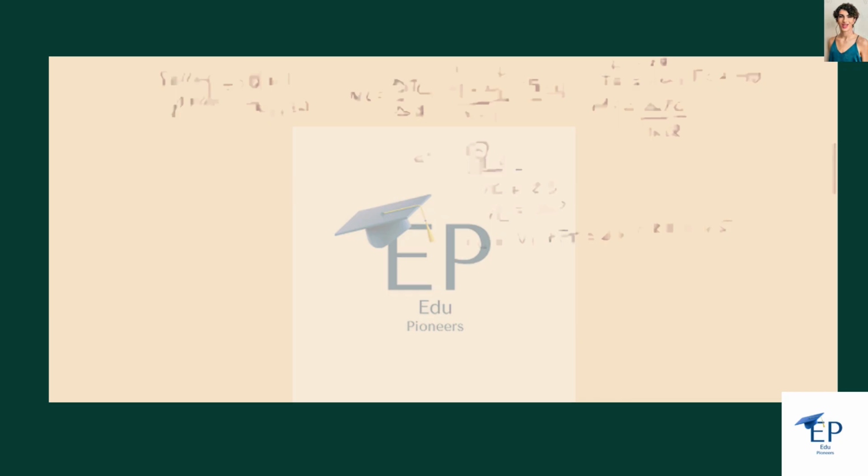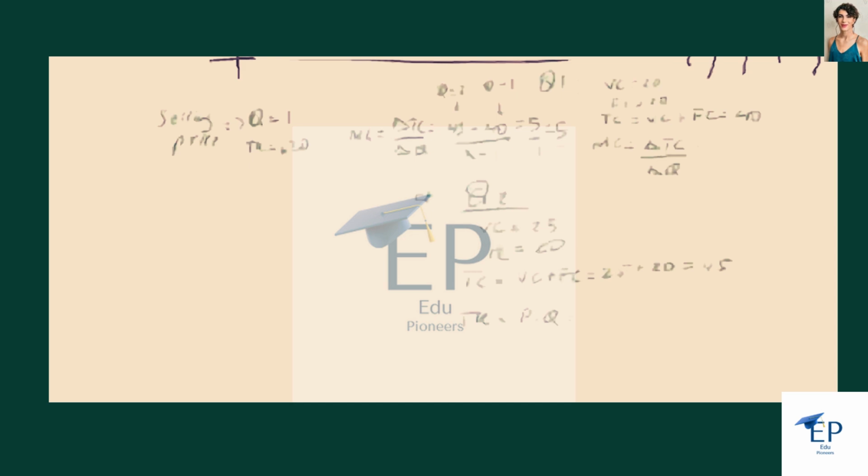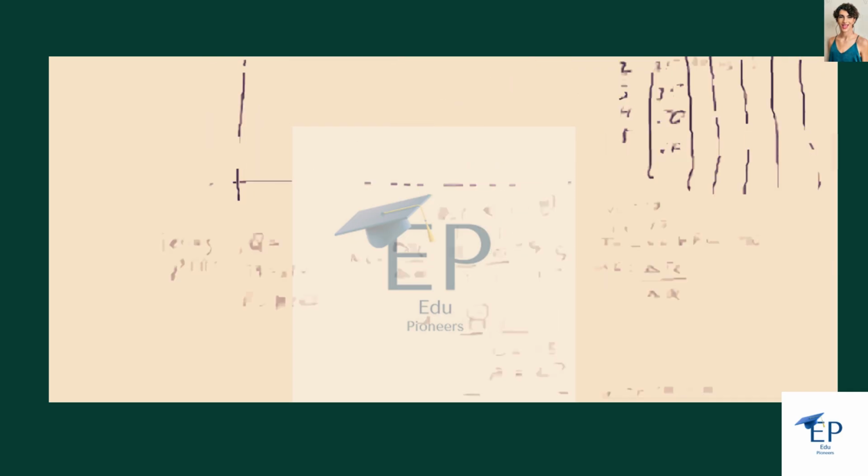And then we have the total revenue, which is the price times the quantity. We have the price, the selling price P, is $20. So we have 20 times the quantity 2, which is 40. That's why right here we do have 40 as your total revenue.